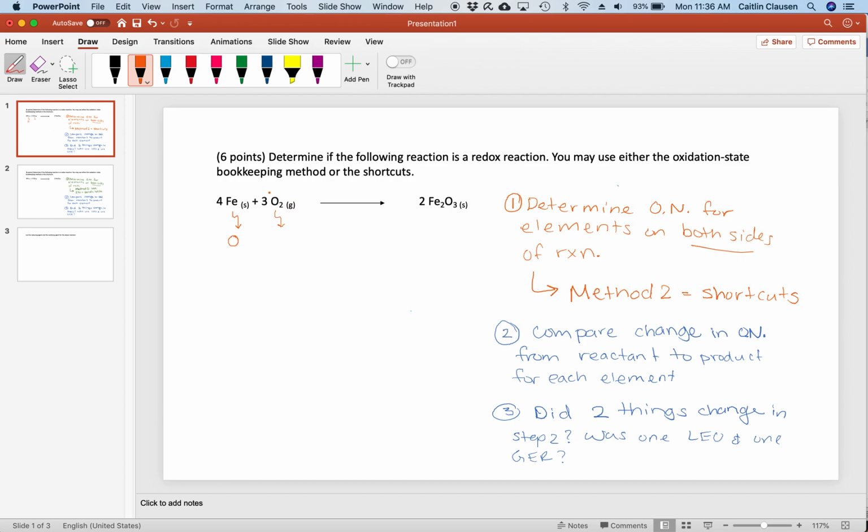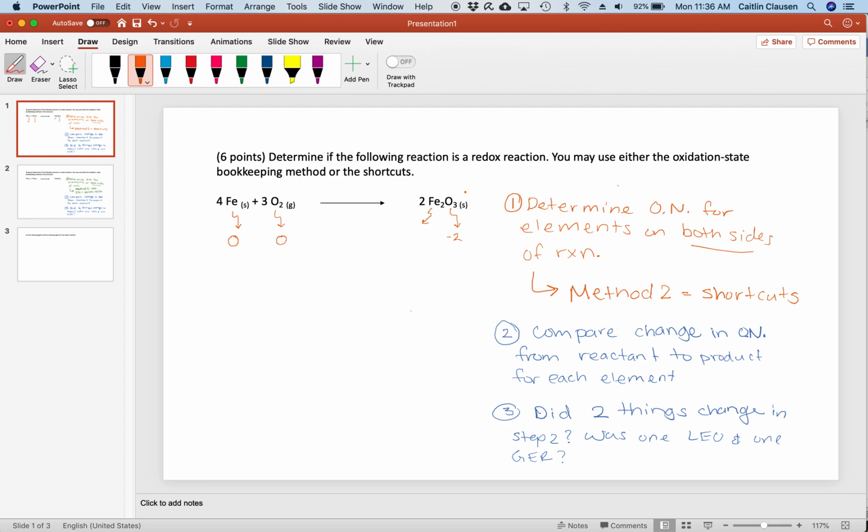Oxygen gas, that's an element. It's an oxygen bonded to an oxygen. That also has an oxidation number of 0. Now I come over here to the product side. I have iron oxide. I know oxygen in any compound form is going to be -2.